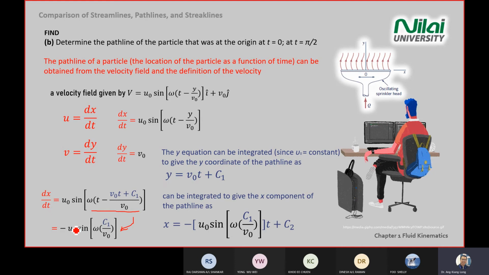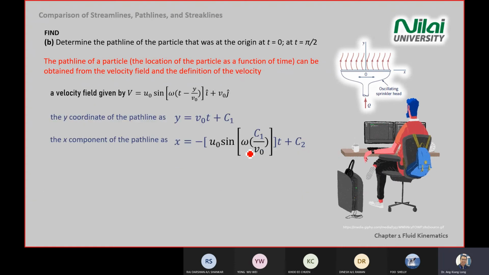Then you integrate along the x-axis, like what you did for your y component just now. You will get x equal to minus u naught sine something t plus c2. So by comparing these two equations, the y and x equations, you will have the C1 and C2 equations there.